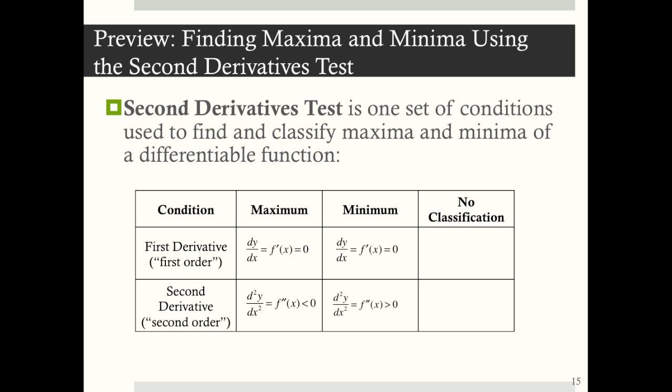In some instances, you're not going to be able to use the second derivatives test to classify. For example, you may find that the first derivative is equal to 0, but that the second derivative is also equal to 0. We're not going to come across instances like this in this course, and in most of your econ courses, you won't come across this either. We're going to focus on maximum and minimum.